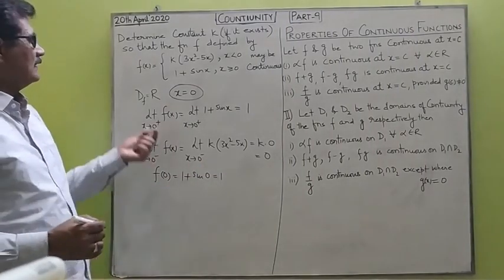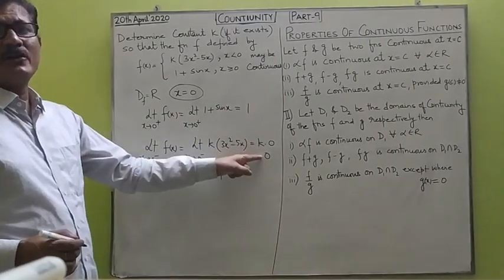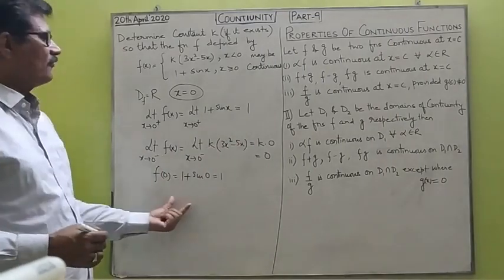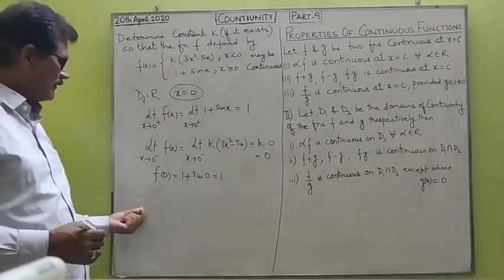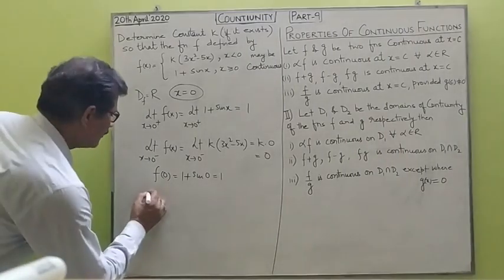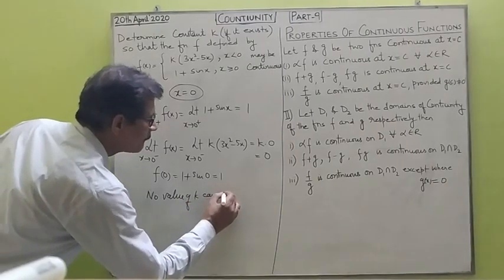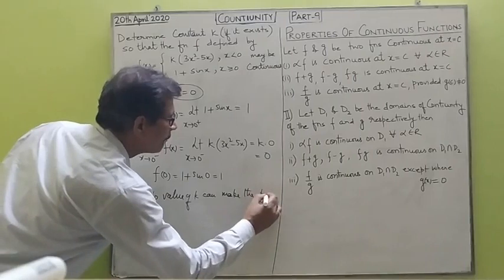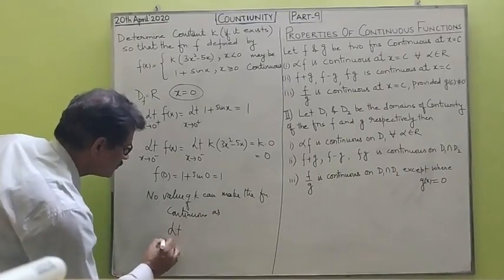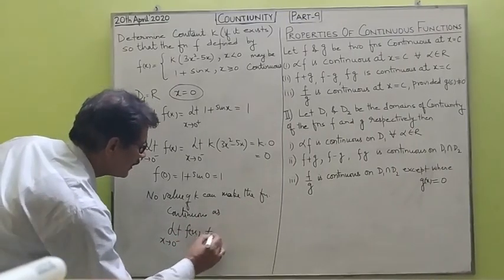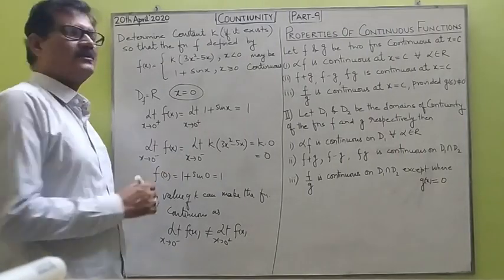Now what do you find here? The left hand limit and the right hand limit are not equal. That is called non-removable discontinuity. That means no value of k can make this function continuous, so no value of k exists. That's why they have mentioned 'if it exists'. So the right answer is no value of k can make this function continuous, as the left hand limit as x tends to 0 of f(x) is not equal to the limit as x tends to 0 plus of f(x). Okay, so this is about the sum that I have done.